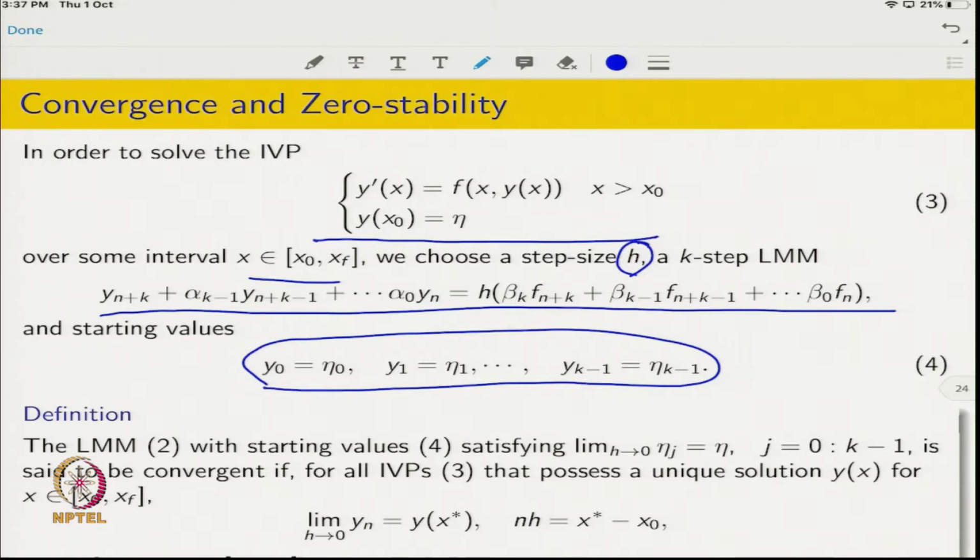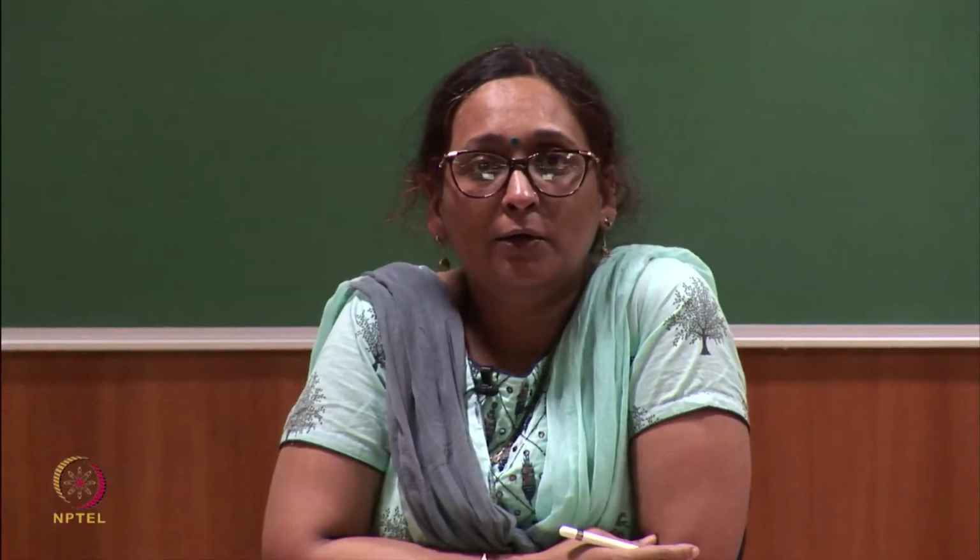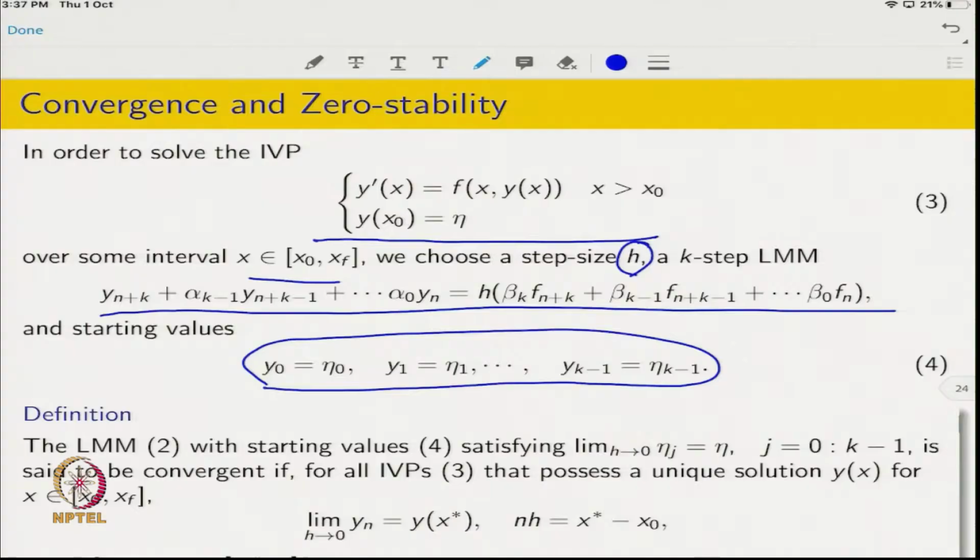What is the disadvantage of 2-step, 3-step or multi-step methods? They are not self-starting. Initial condition is given to us at y naught, which is basically eta. So, to come from y naught to y1, we have to use some one-step method, otherwise there is no way out. So, if we are starting with a 2-step method, we should know y naught and y1, only then we can determine y2.